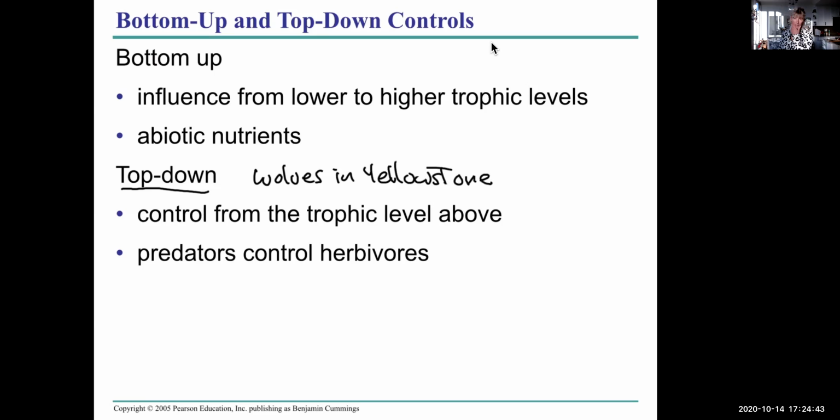They were hunted to extinction. The whole park changed because without the wolves, the elk increased in numbers, and the elk ate much of the vegetation, as well as the deer ate much of the vegetation. So it ended up changing that ecosystem quite a bit. When wolves were reintroduced, it changed the ecosystem almost back to what it was before. So that is control from the trophic level above, in this case, the top of the food chain, which is the wolves.